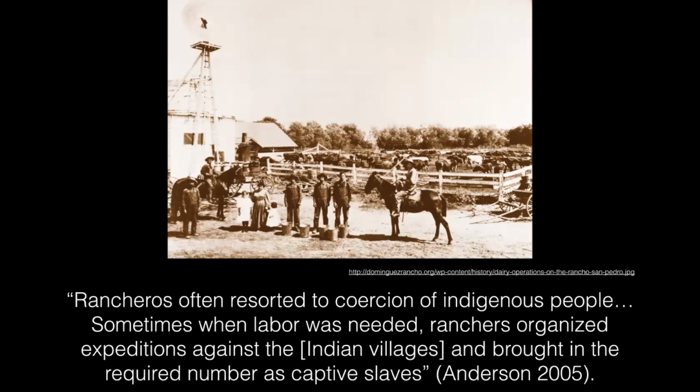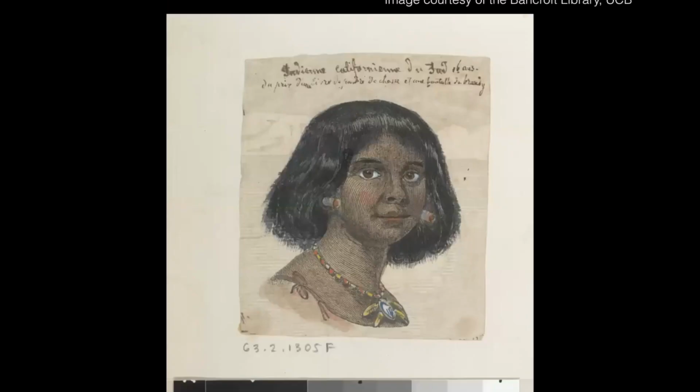And so what they would do is they would again raid Indian villages. At this point in time, there were less and less Indians on the coast, so they had to go farther inland to capture Indians, and they would bring them back to these ranches and use them as captive slaves. I'm not exactly sure when this flyer was sent around, but what you're looking at here is a Native American girl who's being sold into slavery.